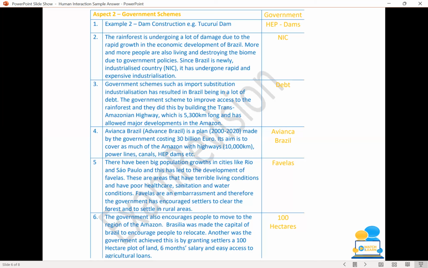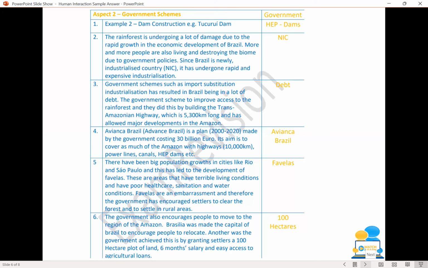Another was the government achieved this by granting settlers a 100-hectare plot of land. They gave them 6 months' salary and easy access to agricultural loans, which again led to a lot more deforestation, cutting down of trees due to this government scheme. So as you can see, the government in Brazil have not helped the situation in any way whatsoever.